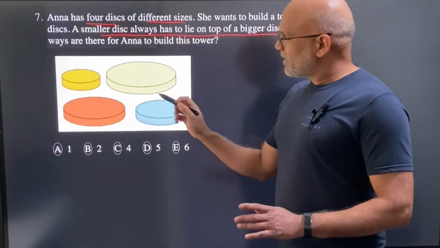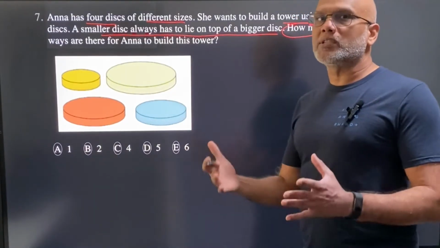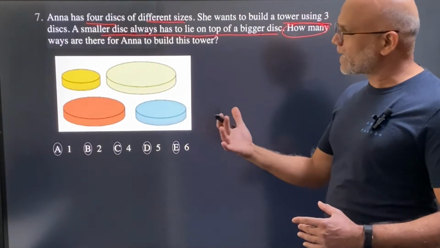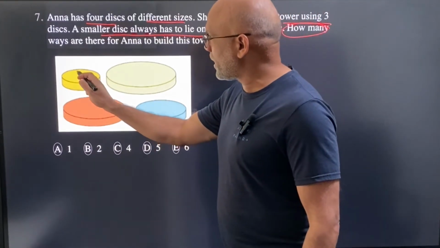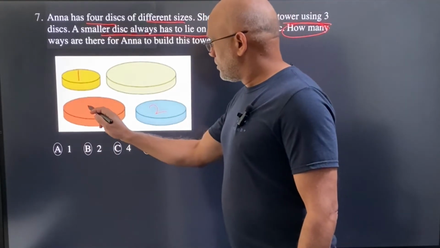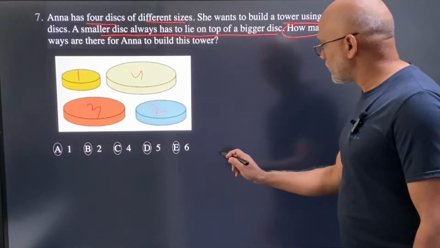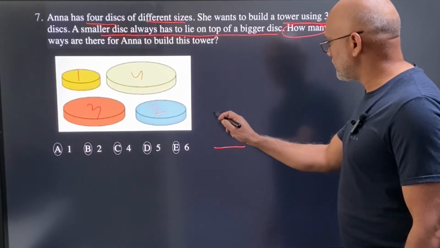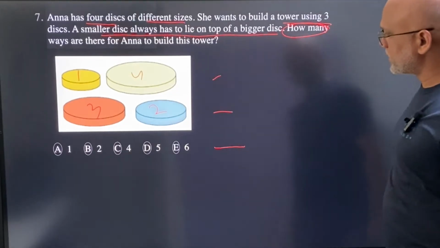So notice that the discs are colored differently, but the color actually doesn't matter. What matters is the size. So just to make it easier to draw, I'll number the discs according to the size. The smallest one will be 1, the next bigger will be 2, then 3, and the biggest one will be 4. So I want to make a tower of 3 discs. The first layer is the biggest, the second layer is smaller, the third layer is the smallest.